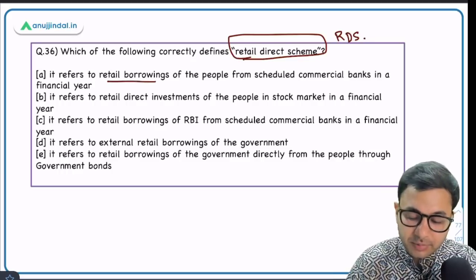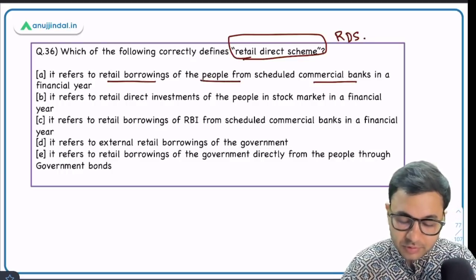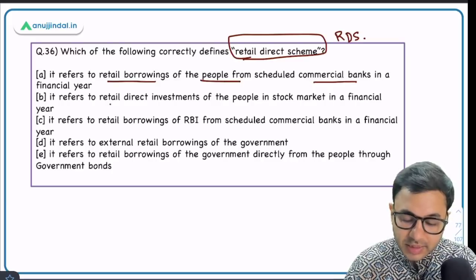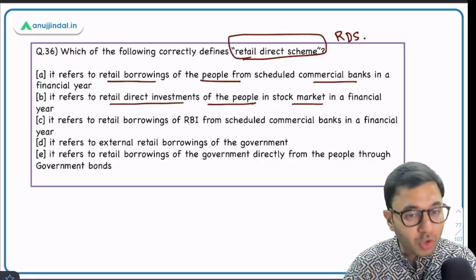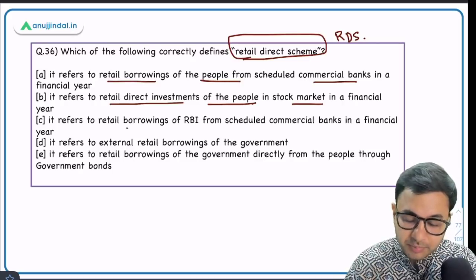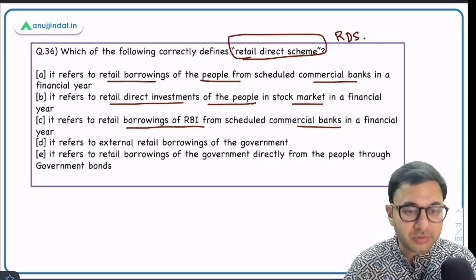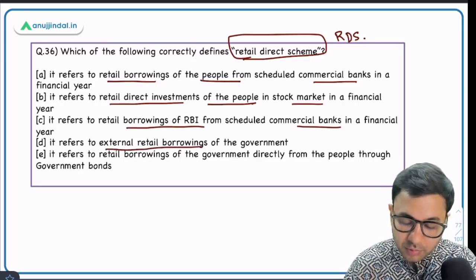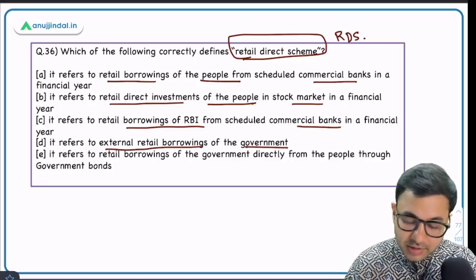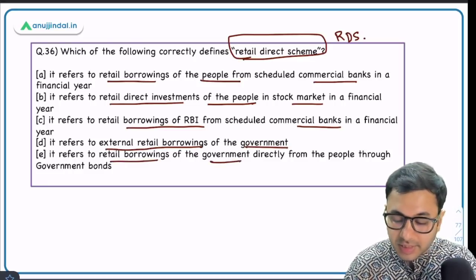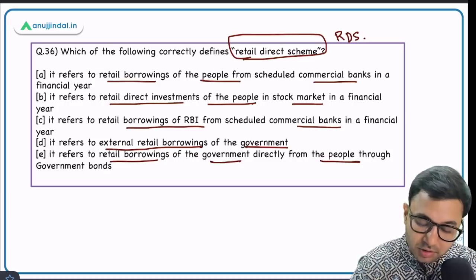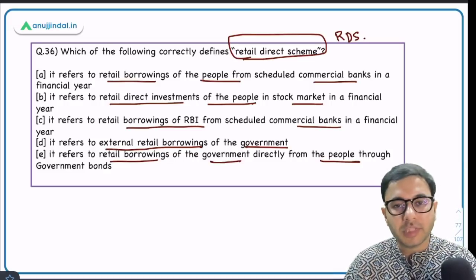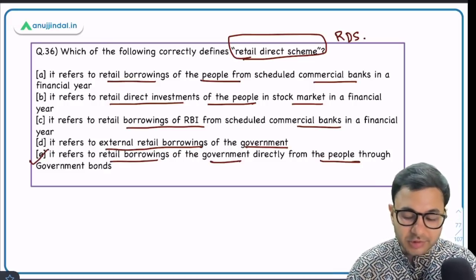It refers to retail borrowings of the people from commercial banks. It refers to retail direct investments of the people in stock market. It refers to retail borrowings of RBI from commercial banks. It refers to external retail borrowings of the government. It refers to retail borrowings of the government directly from the people. Okay. I hope अभी तक आपको आंसर पता लग गया होगा. मार्क कर लीजिए. The answer option is option number E.